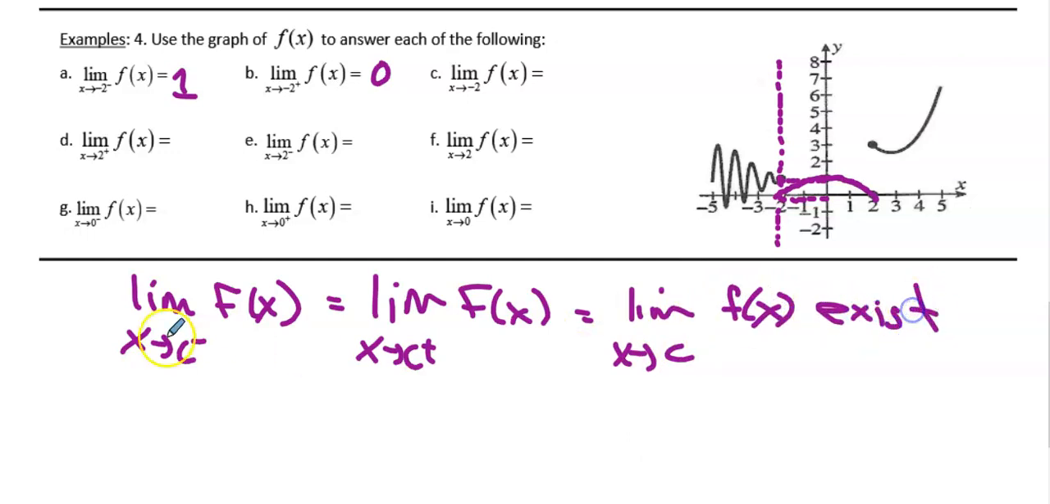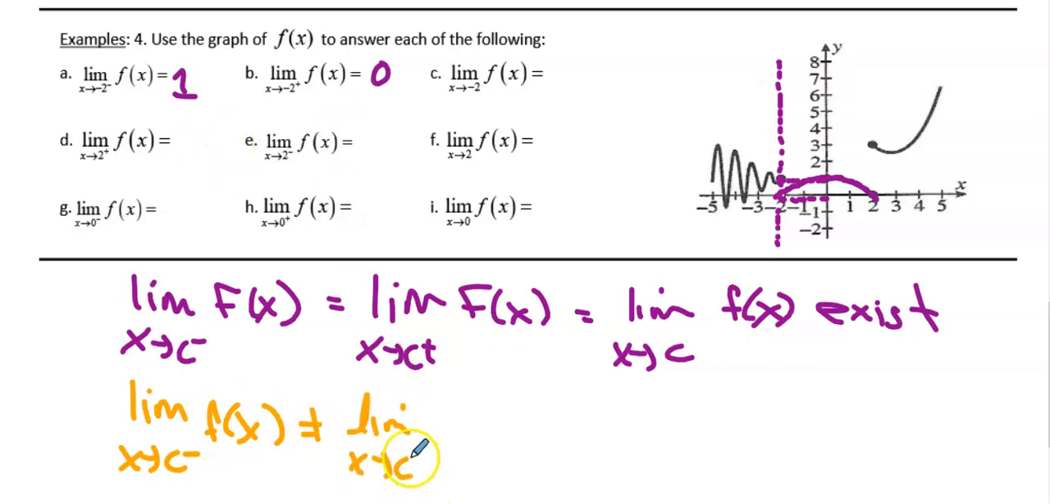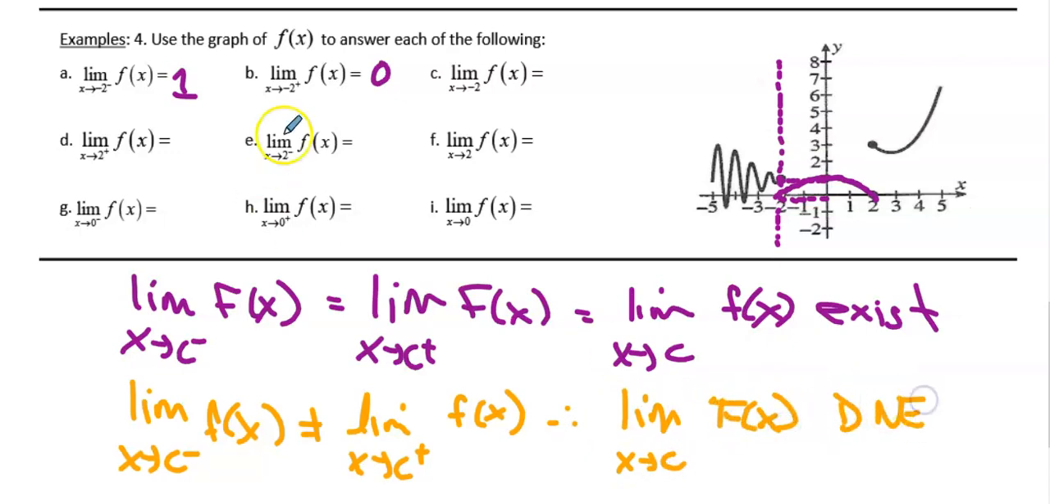And each of these numbers, if this is 5, this is 5, this is 5, it's going to exist. On the other side of it, the example we just did here, if the left-hand limit does not equal the right-hand limit, and they can have values, as you have seen in A and B here, then I automatically know that the overall limit will not exist. It does not exist.